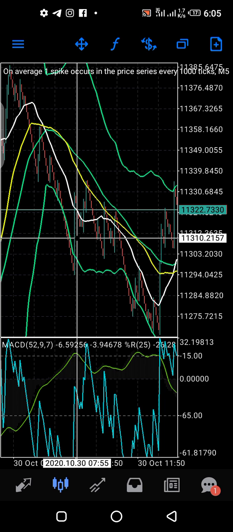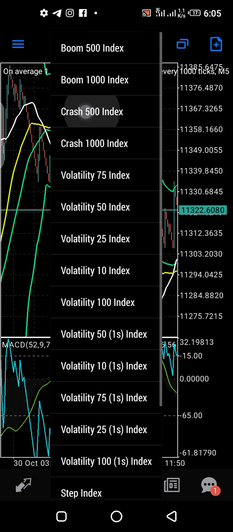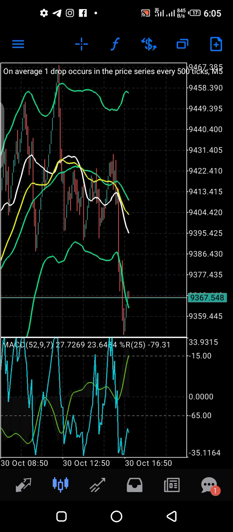That is another simple and popular way you can aim for spikes. You can even use the opposite on the crash market. Let me just navigate to the crash market. The same thing applies for the crash market. Now, like I said, on boom you trade on uptrend. On crash you aim for spikes on downtrends.